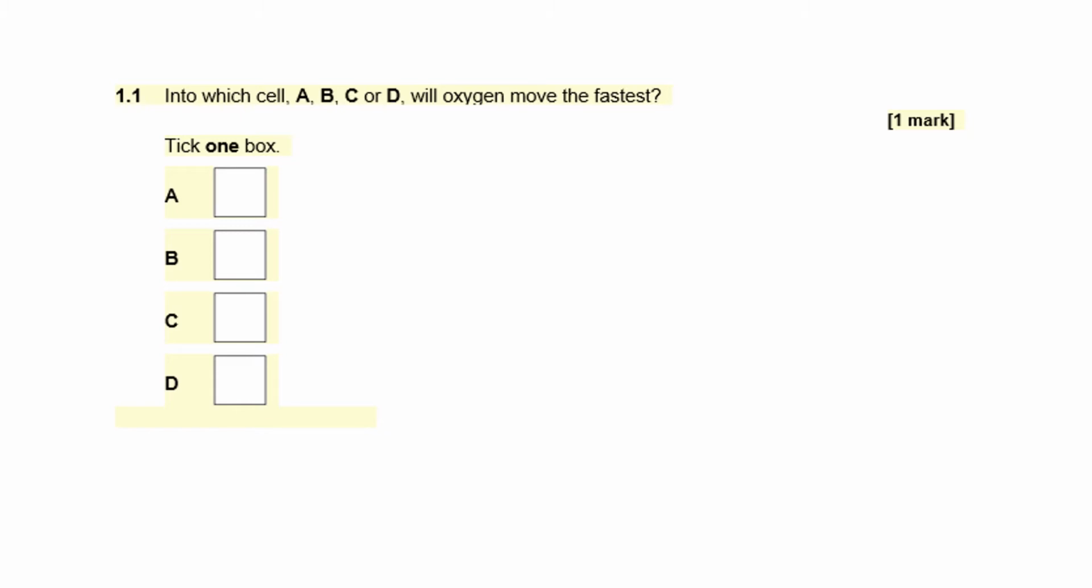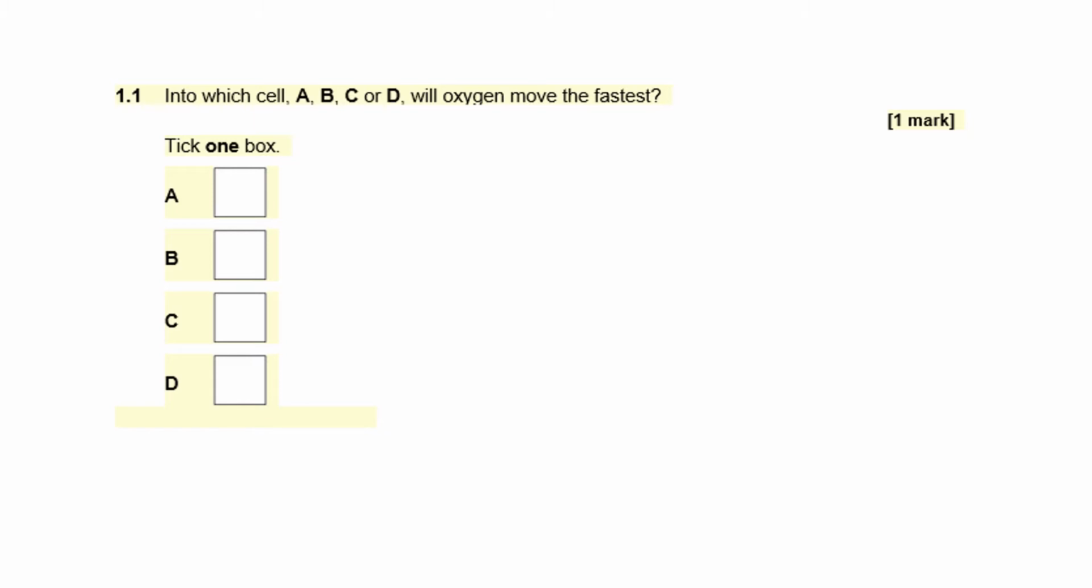Now, it's quite a straightforward question because it's just asking which cell the oxygen will move the fastest into. So if you have a look on your papers of the 4 different cells, you can see that on cell A, you've got loads on the outside and not many on the inside. On cell B, you've got pretty much an equal amount on the outside and on the inside. And in cell C, you've got loads inside the cell and not many outside. In cell D, you've got some inside, some outside.